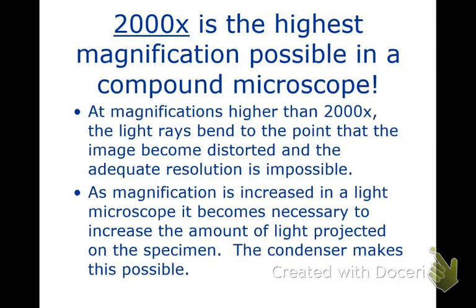Okay, so 2000 is as magnified as it can get with a compound microscope, or with a light. When it says compound microscope, that's just with a light microscope. And anything higher than 2000 is going to be distorted. The image is going to be blurry, and the adequate resolution is impossible. As the magnification increases, so as you go from low power to oil, you will need to turn up your light. And we went over that in class. You have to physically do it.